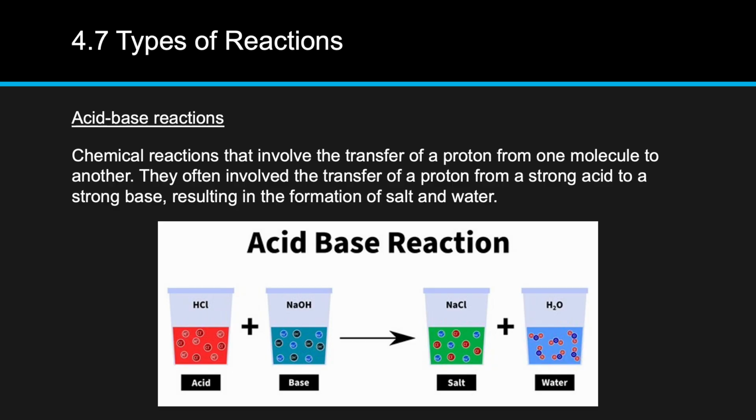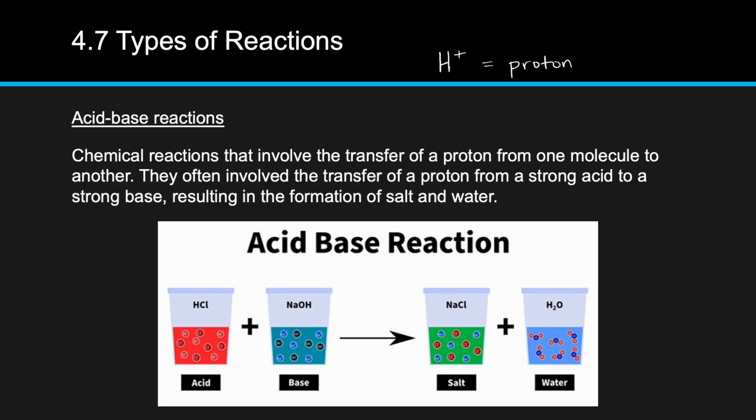An acid-base reaction involves the transfer of a proton or H+ ion from one species to another. Remember that we use the word proton and H+ ion interchangeably as they mean the same thing. And that's because if you have a hydrogen atom, it is 1 proton and 1 electron surrounding it. So if we were to get rid of that electron, we are left with only a proton.